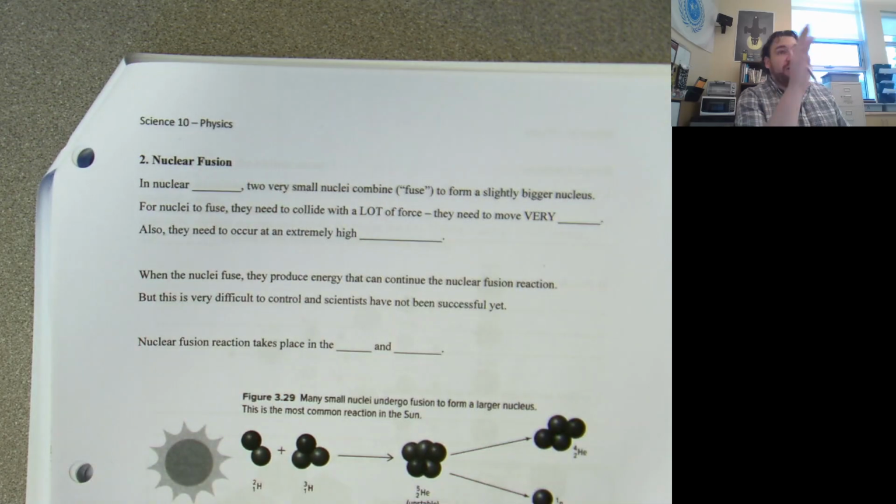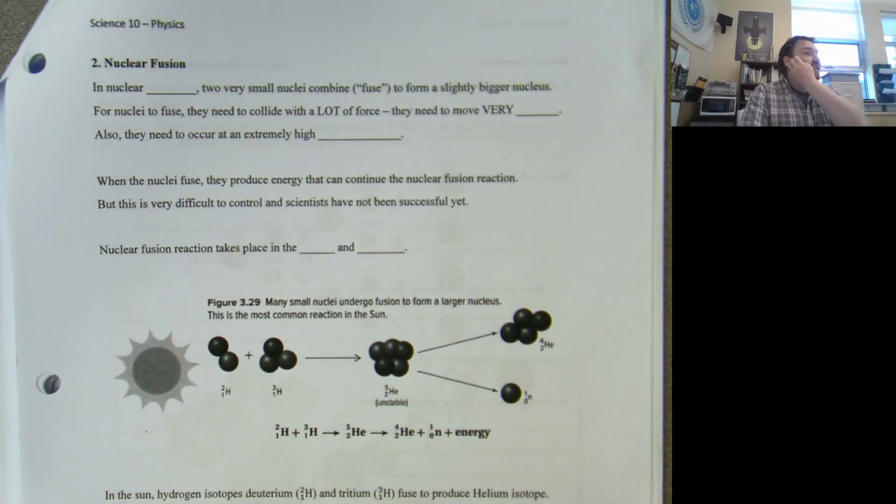Okay, so Himparis, I'm going to answer your how do we control this question later. Here we go. Nuclear fusion is the other one. Believe it or not, nuclear fusion is worse.